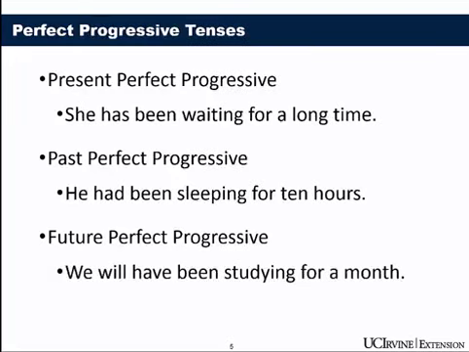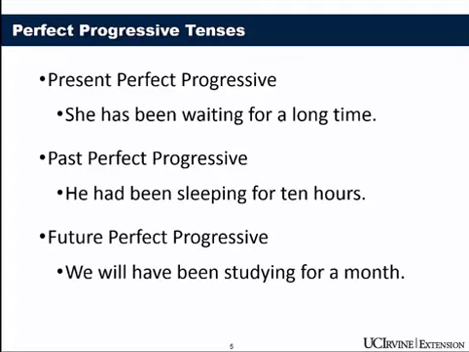Finally, we have the perfect progressive tenses, and these combine what we already learned about the perfect with what we already learned about the progressive. Present perfect progressive must have 3 parts to the verb. You need to have or has because that makes it perfect. You need been, which is the past participle of be, because that's also part of making it perfect. And you need the ing with your be because that makes it progressive.